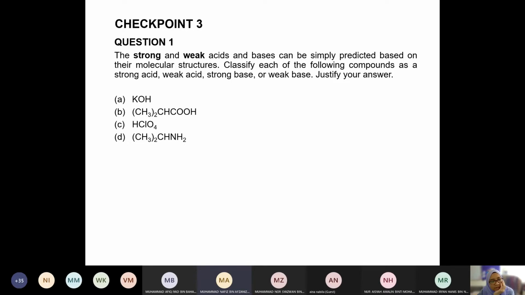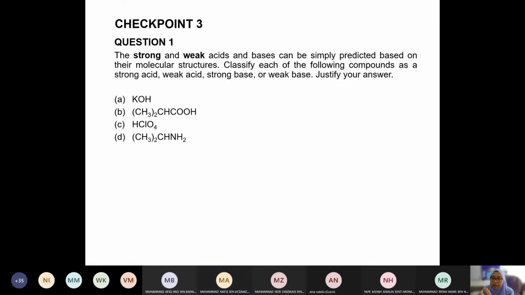Why is it a weak acid? How do you know that this is a weak acid? From carboxylic acid. Due to the alkyl group. Yes, correct, carboxylic acid. And then one more thing, it has an alkyl group. Okay, make sure you are able to elaborate further on your answer. Alright, how about C?